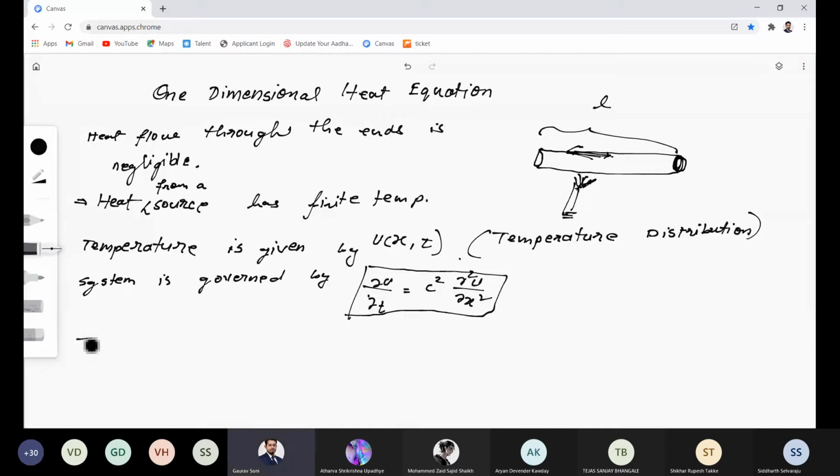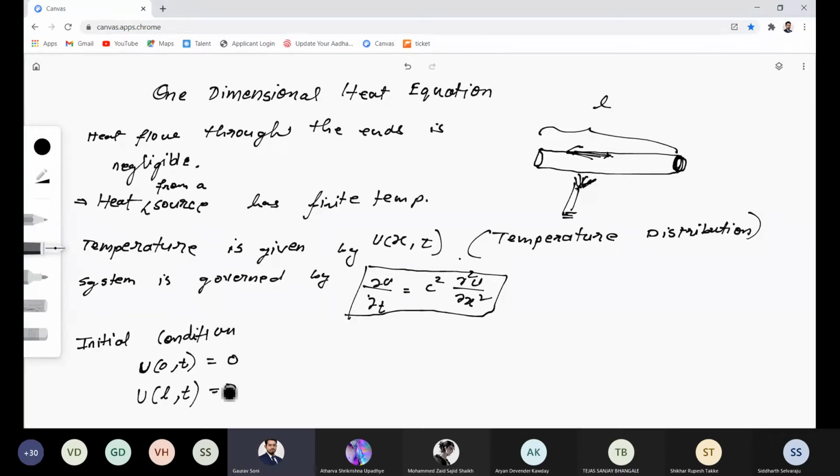Initial conditions. u of 0 comma t and u of L comma t are equal to 0. At any time, at the two ends, the temperature is 0. And the third is that the initial temperature distribution has to be given to us. So u of x comma 0 is equal to f of x. This condition holds for 0 less than or equal to x less than or equal to L.